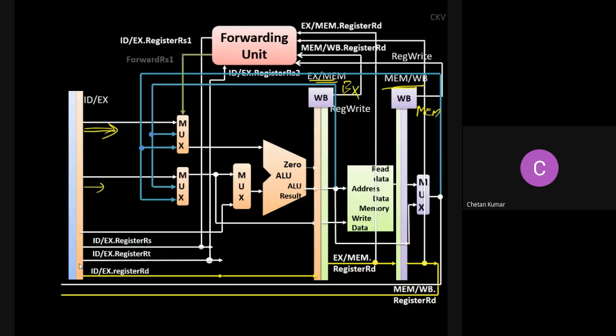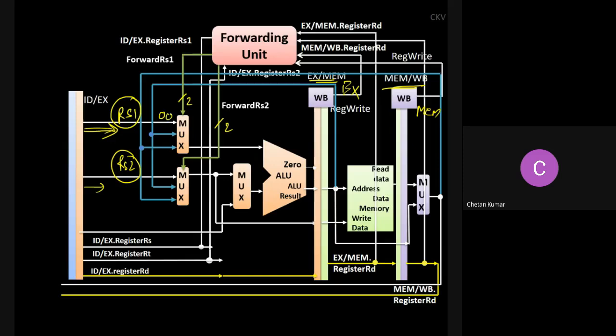and based on the equations, it will send two signals. One is whether you are supposed to forward the RS1 field, or whether the forwarding is required for the RS2 field, whether the forwarding is with respect to the first register or the second register. Based on that, it will send two select lines. Again, these two select lines are of 2 bits each because it's a 3:1 multiplexer.